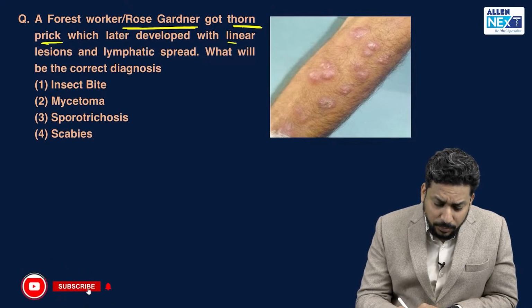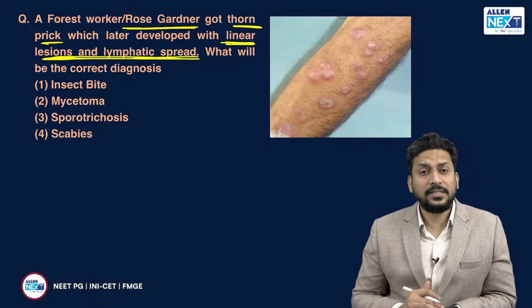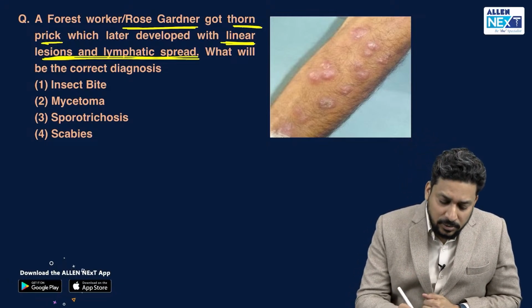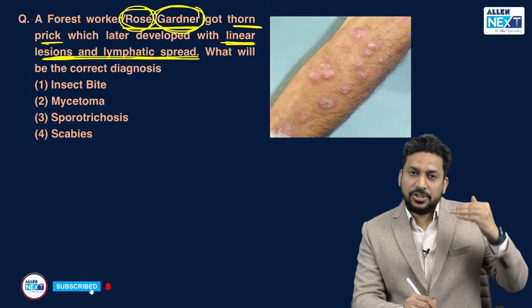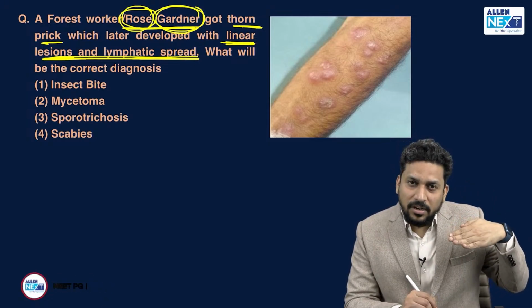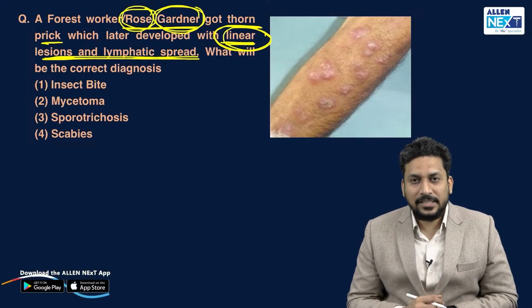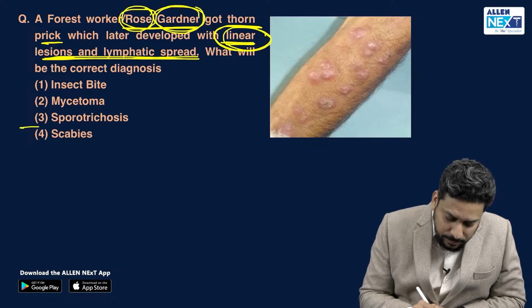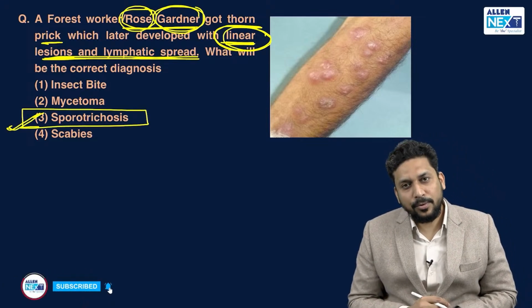A forest worker or a rose gardener got a thorn prick, which later developed into linear lesions along the lymphatics. What is the diagnosis? All of you know about rose gardener's disease. After a rose thorn prick, these gardeners or farmers start developing a lesion, and these lesions involve the lymphatics. Along the lymphatics they form such linear lesions, which are characteristically seen in sporotrichosis. So this is a patient suffering from sporotrichosis.